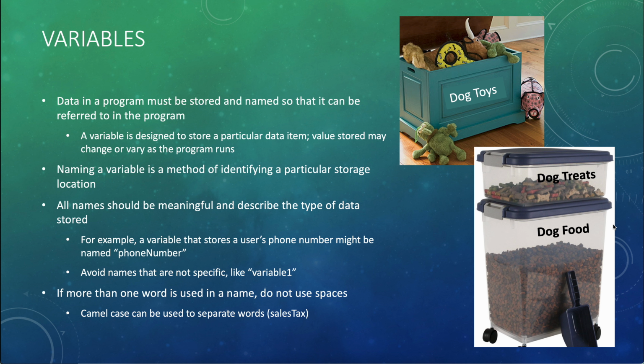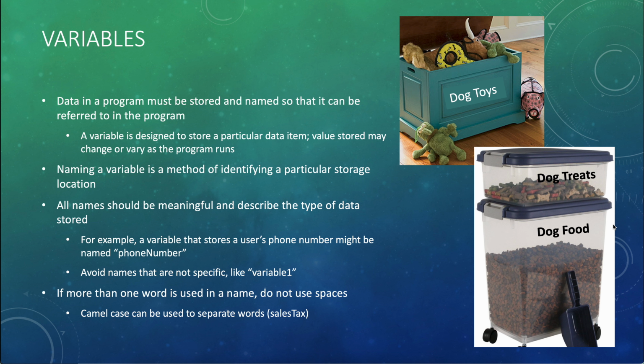Now, you might change the specific thing that is in that container. So maybe you choose to buy your dog some different type of treat or a different type of food. If you put that in the container, the contents are a little bit different, but it is still the same type of thing. It still falls under that label. So this is just like variables.